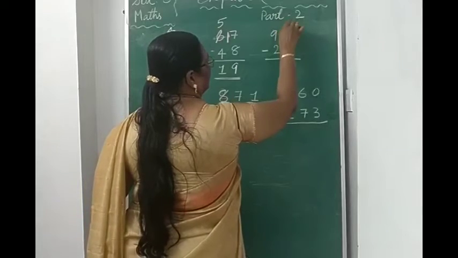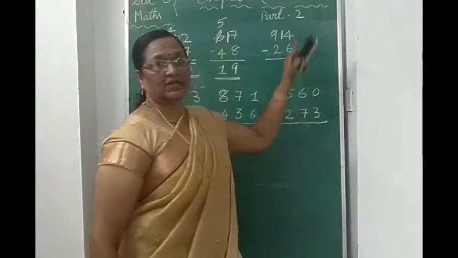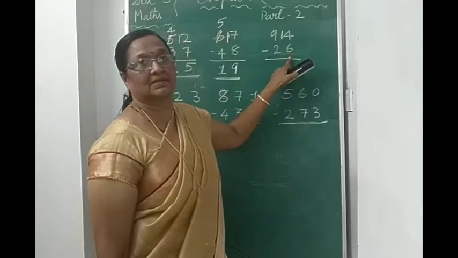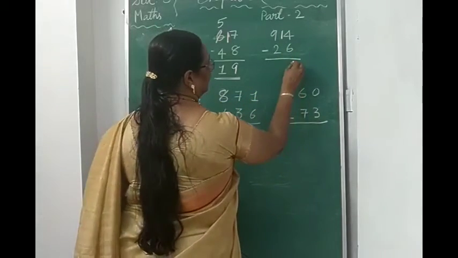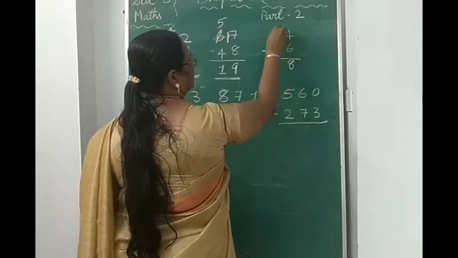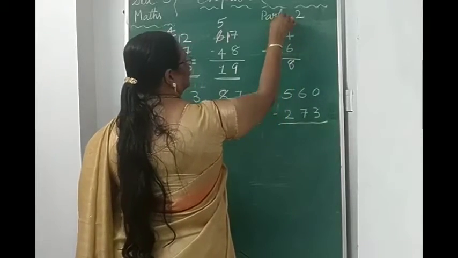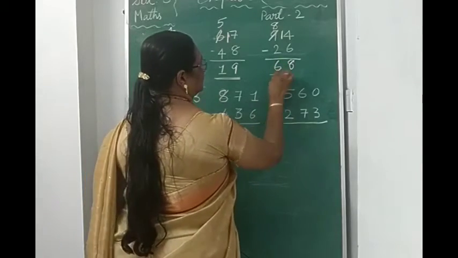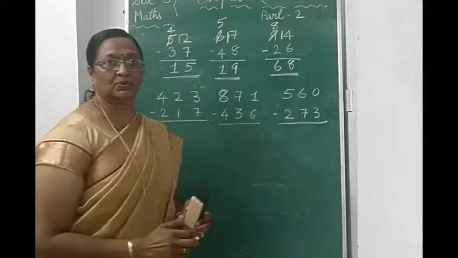So it is going to be 14 ones. 14 ones minus 6. How much it is, student? 8. And what is the balance here? 8. 8 minus 2, 6. Are you able to do?